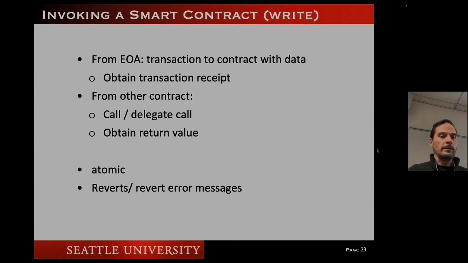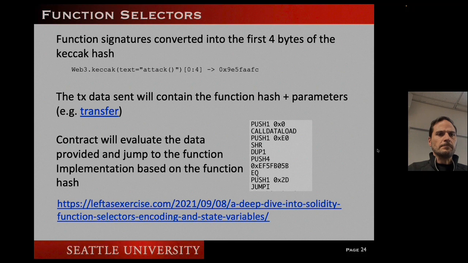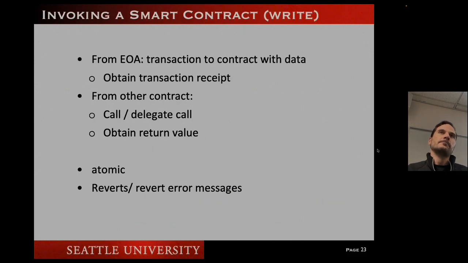When you invoke a contract, it is atomic. Either all the state changes are made or none, or it reverts with an error message. It is not a separate transaction. It is in the context of the existing transaction.